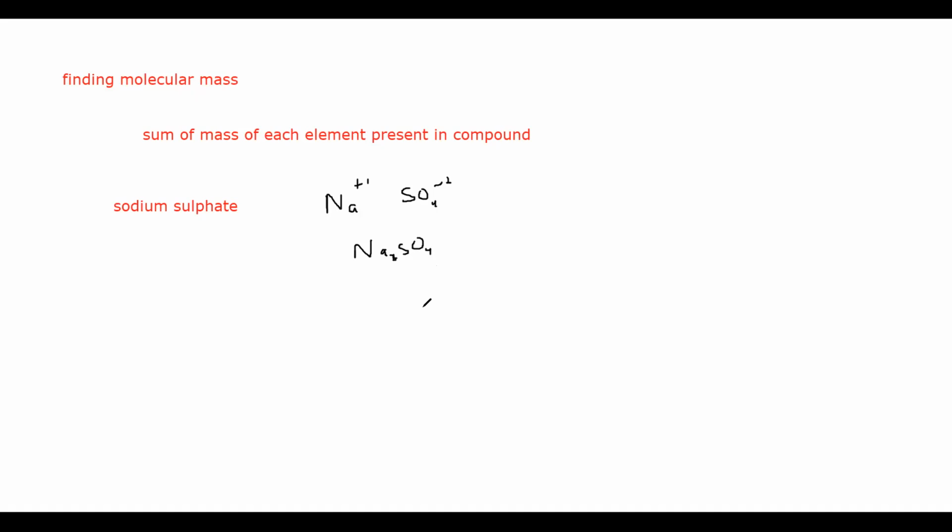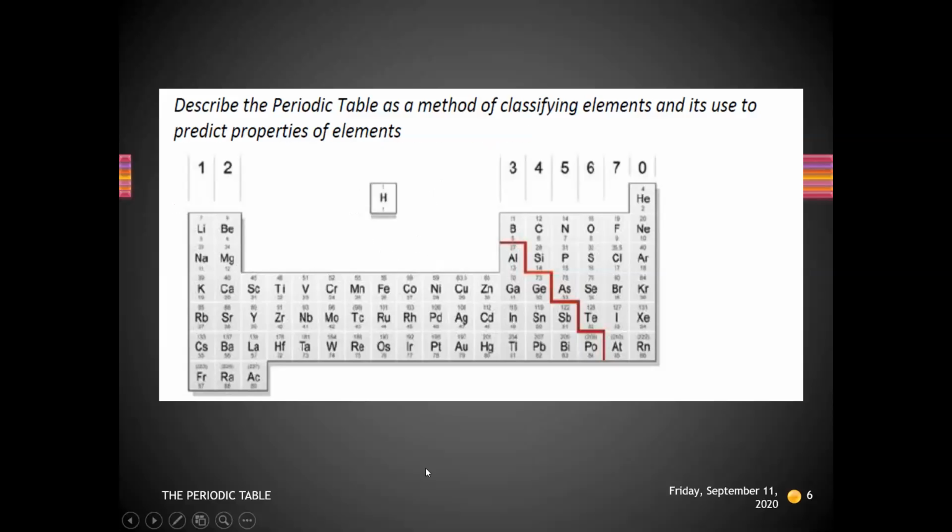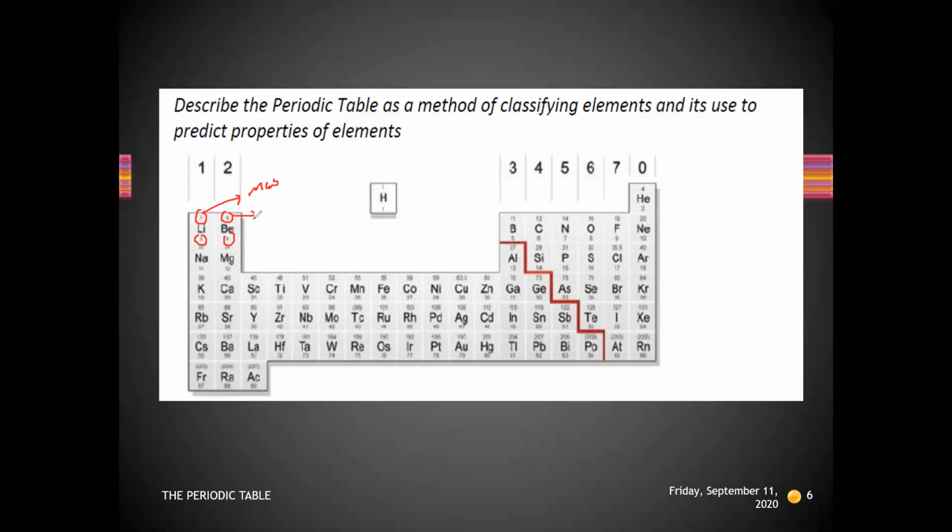Now how to find the mass? Again you have to use the periodic table, the atomic mass. Maybe the mass is not clear or visible in my periodic table, but you can also use your book to identify. Like lithium here, it's written 3 and 7. So 7 is the mass for lithium. For beryllium, it is written 4 and 9. Boron is 11. So this top side, the higher number, is the mass number for each atom.